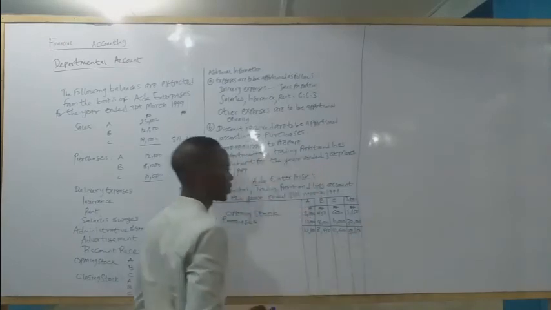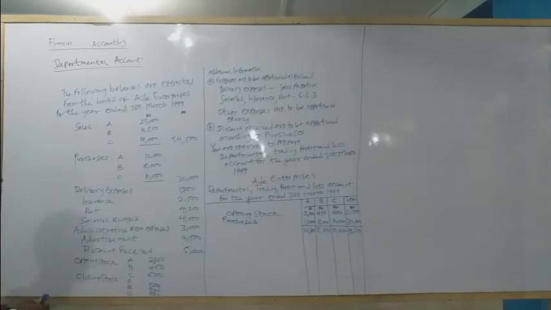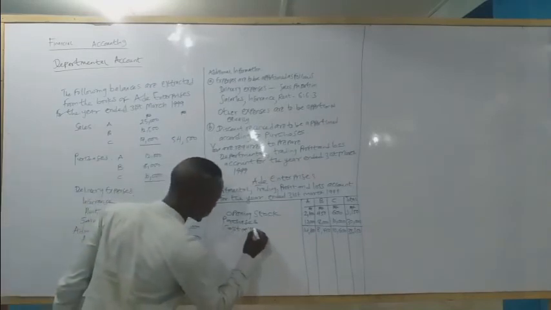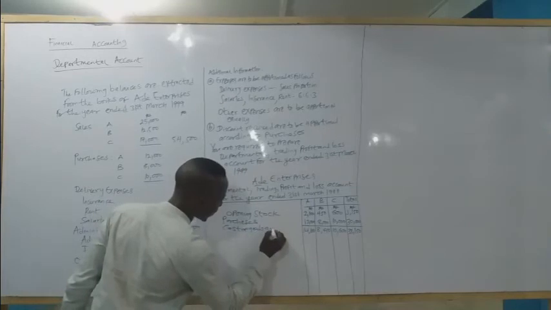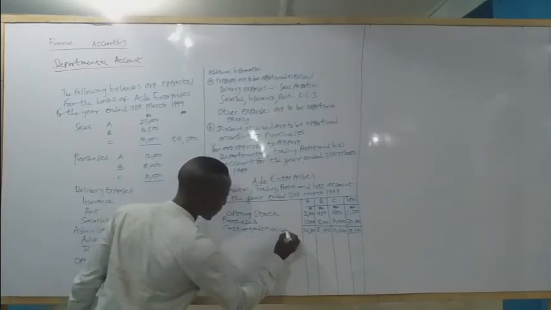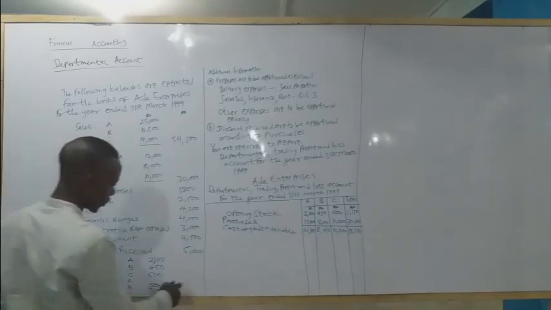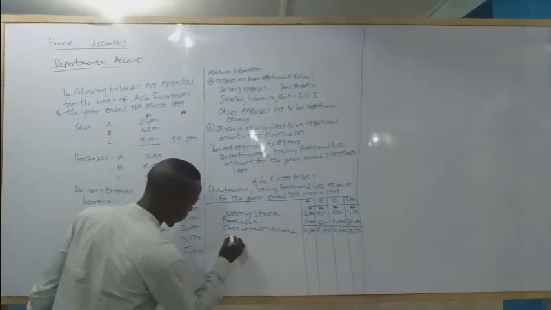33,150. So this is our cost of goods available. Then we continue. We less our what? Closing stock. Less closing stock.